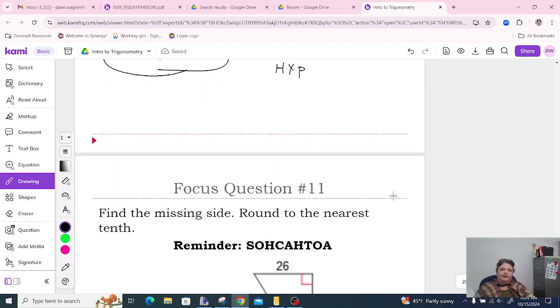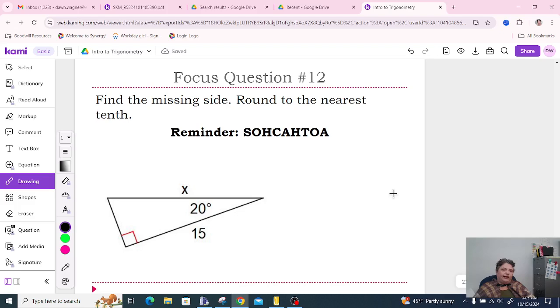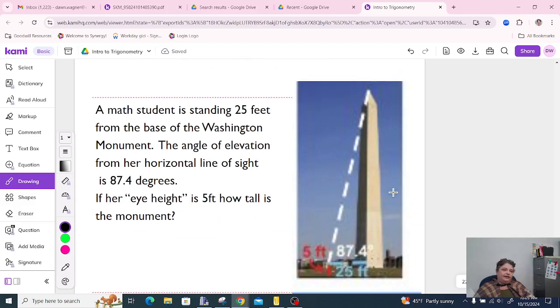Okay, I was just looking at how much I have left. Okay, we're going to do one more degree. Then we're going to remind you how to do the sides again. And then a word problem.